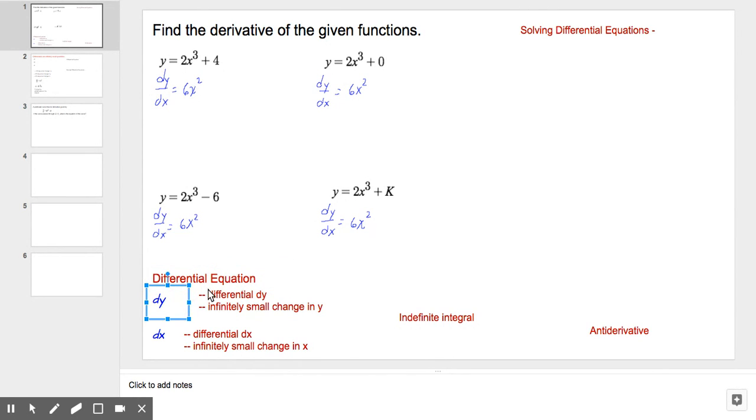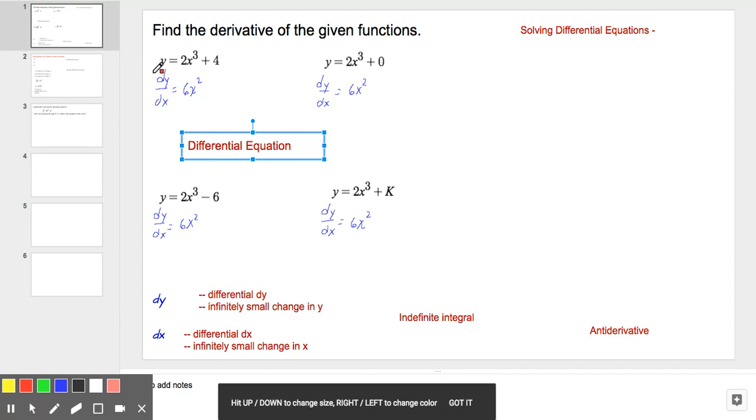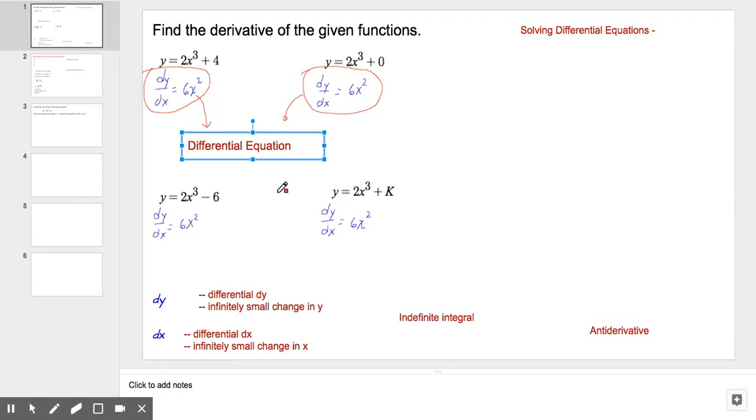Okay, so let me just take this here. All right, so these equations are differential equations. So let me just illustrate which one it is. So that's a differential equation. Dy over dx is a differential equation. This is a differential equation. Well, they're all the same.